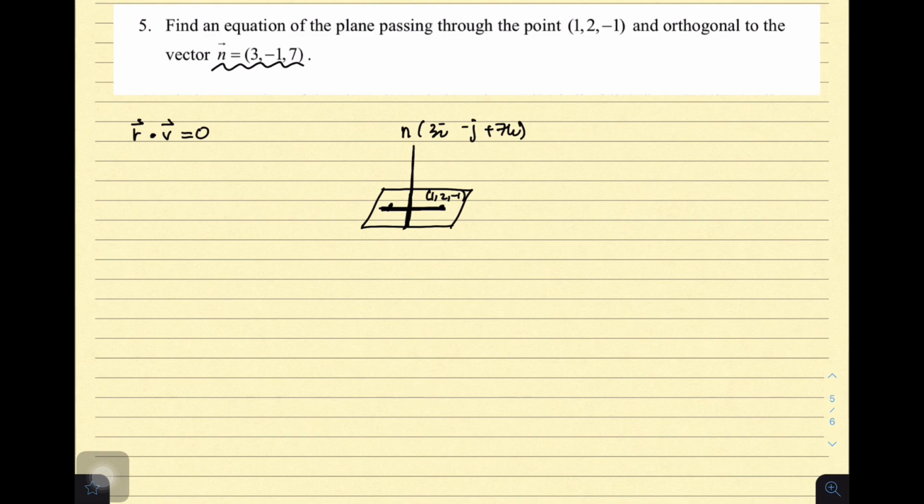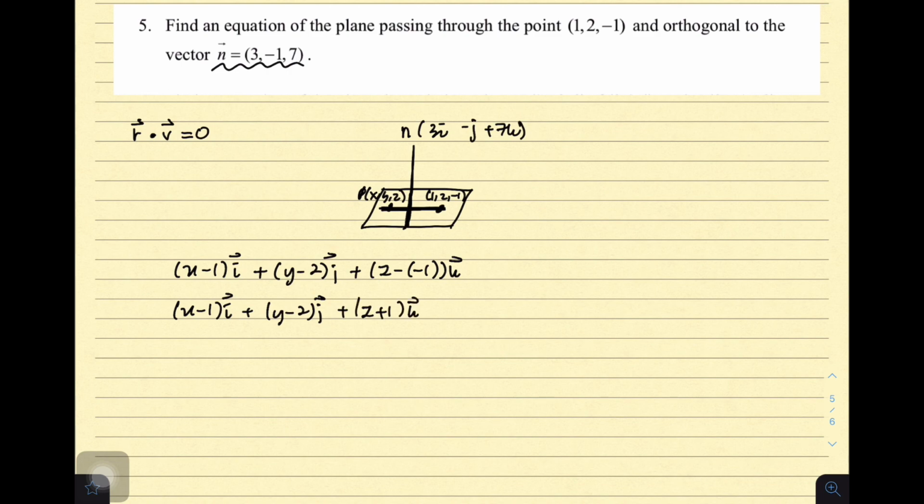We have another point on the plane which is p, x, y, z. Okay, so kita boleh carilah vektor on the plane. Okay, so kita akan buat p minus with the point. So we will have x minus 1 for i, plus dengan y minus 2 for j, plus dengan z minus -1 for k. Okay, so what you will have here is x minus 1 i plus with y minus 2 j plus with z plus 1 k. Okay, so ini adalah vektor yang berada di atas plane.